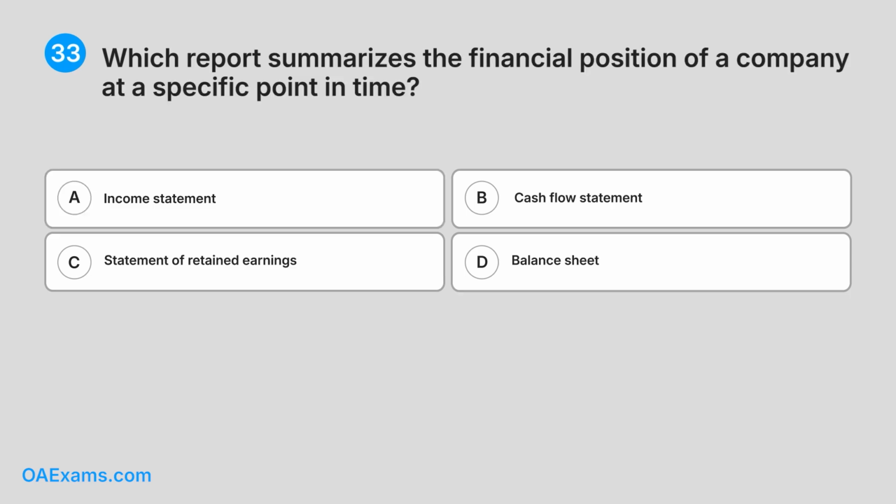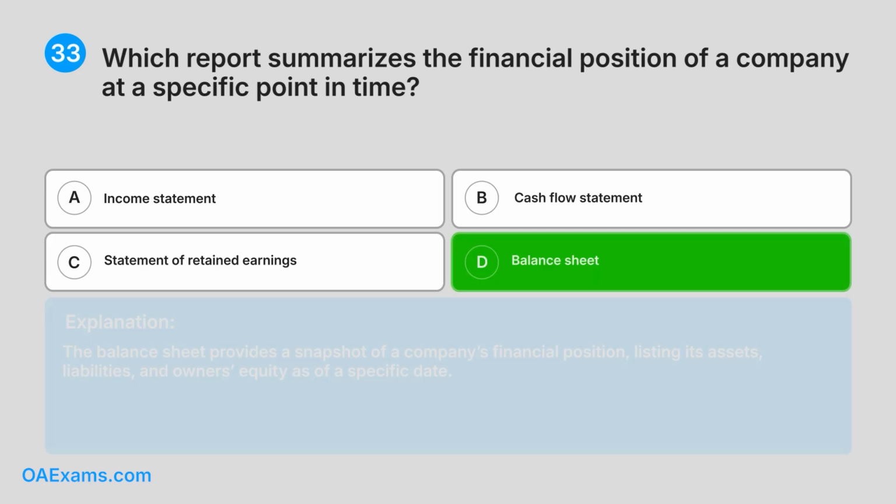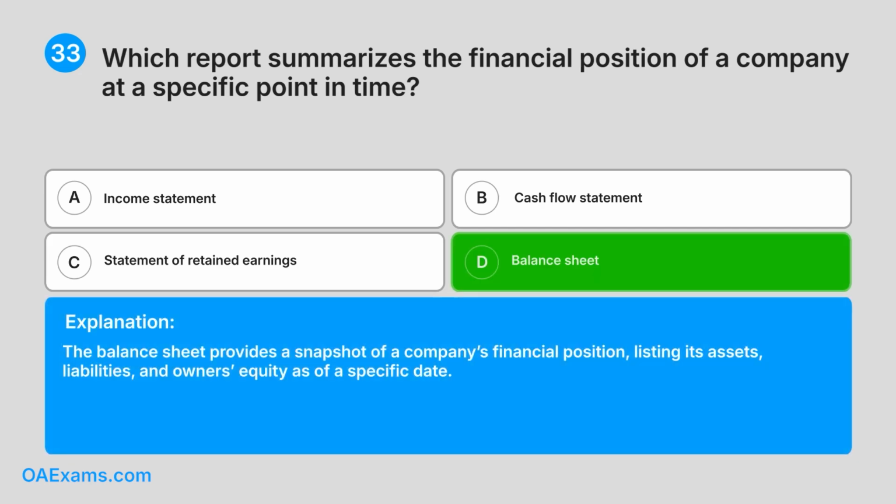33. Which report summarizes the financial position of a company at a specific point in time? A. Income statement. B. Cash flow statement. C. Statement of retained earnings. D. Balance sheet. Can you guess the answer? Correct answer: D. Explanation: The balance sheet provides a snapshot of a company's financial position, listing its assets, liabilities, and owner's equity as of a specific date.